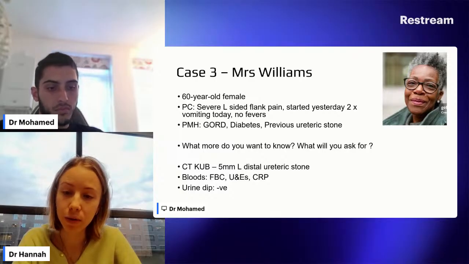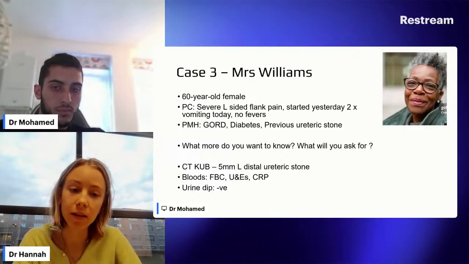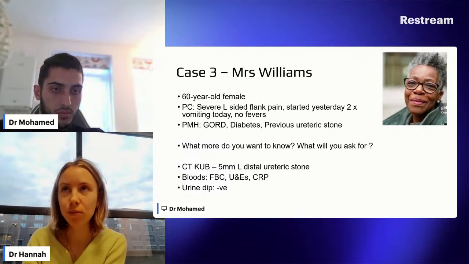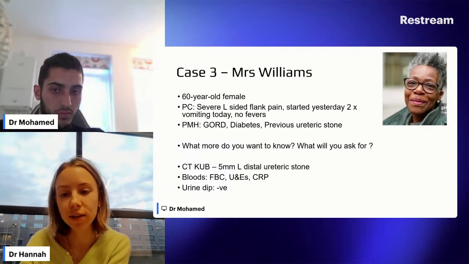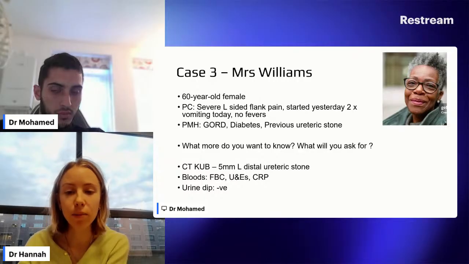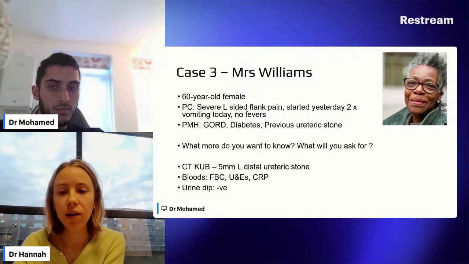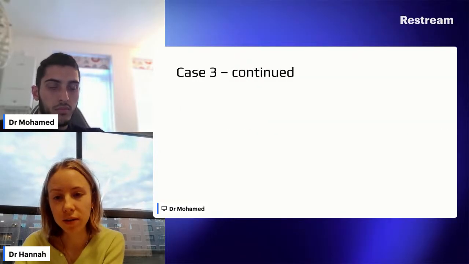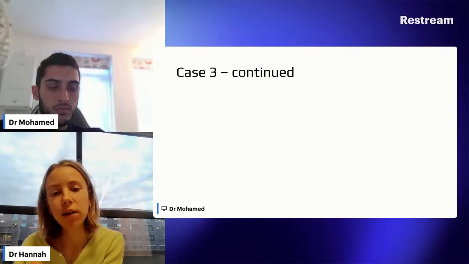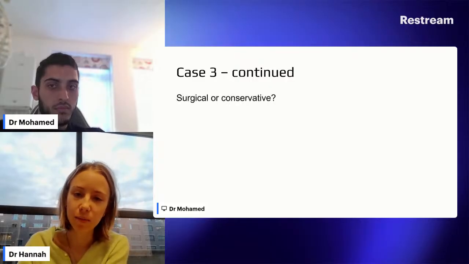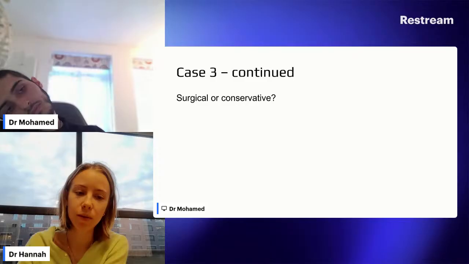The urine dip is negative, so that would put her in a lower risk category, because you know that there's less likely to be an infection around. There's no blood in the urine, so let's say a NEWS score is 0 as well. So we're along the safer end of things.